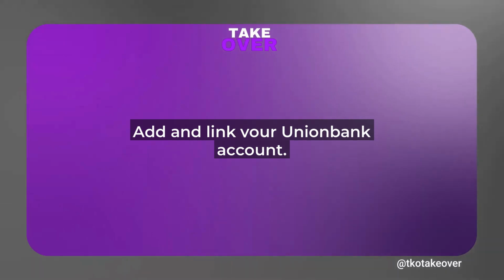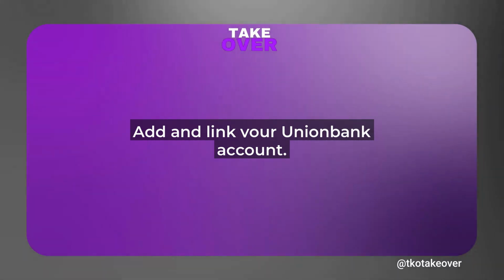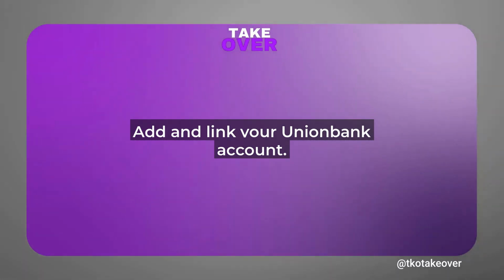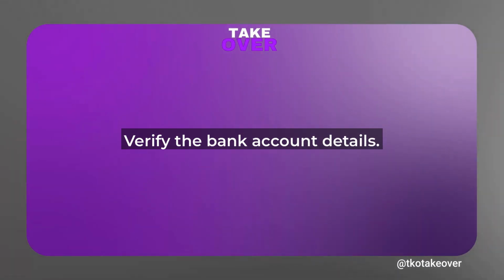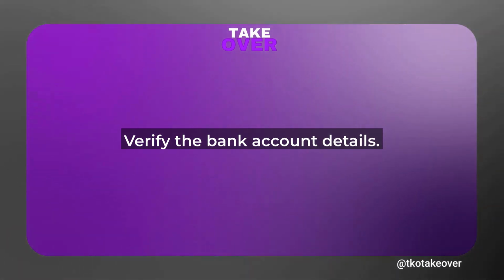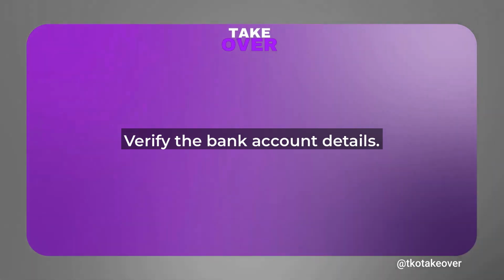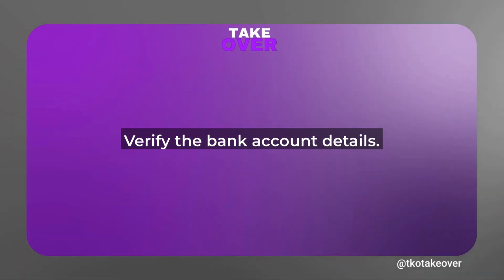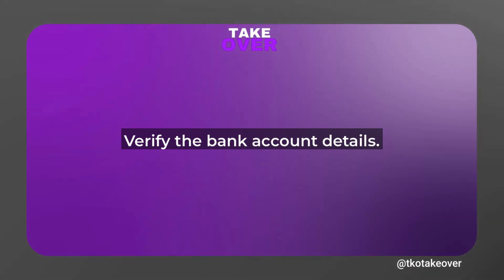Next, look for the option to Add a bank account or Link a bank. Select Unionbank from the list of available banks. If it's not there, you might need to manually enter your account details, like your account number and routing information. Double-check everything to avoid any errors.